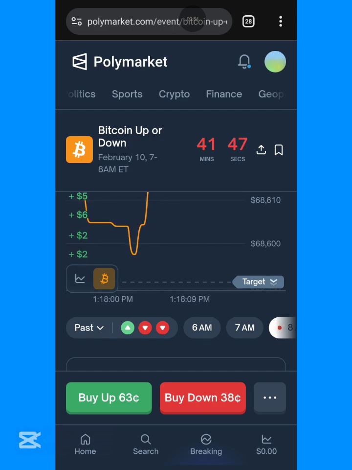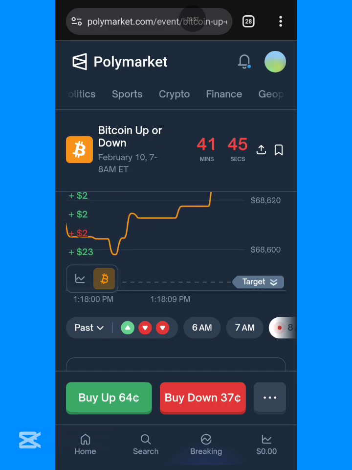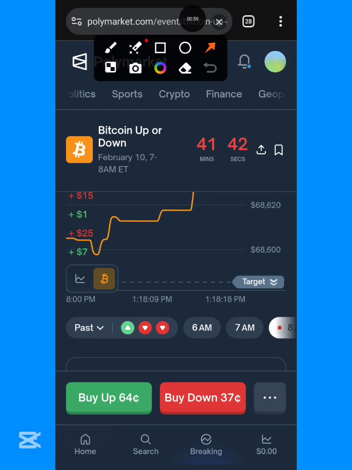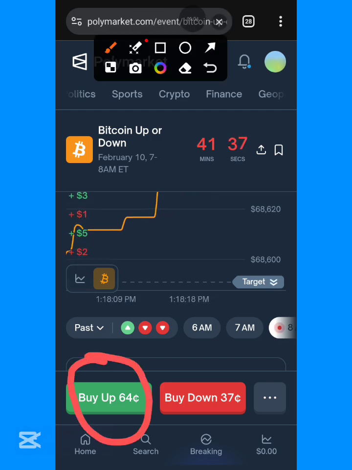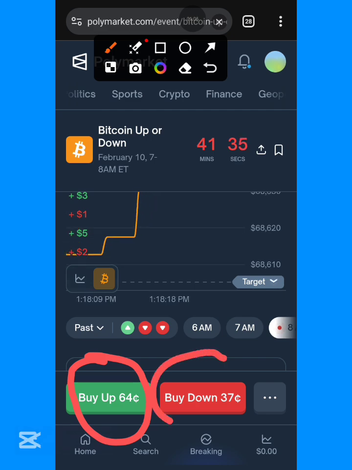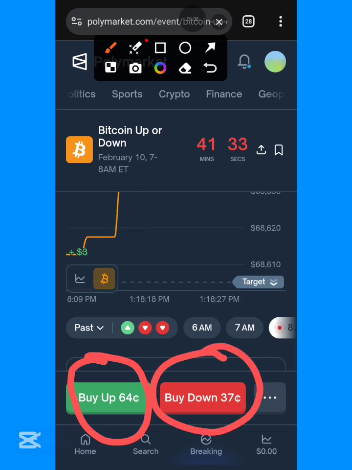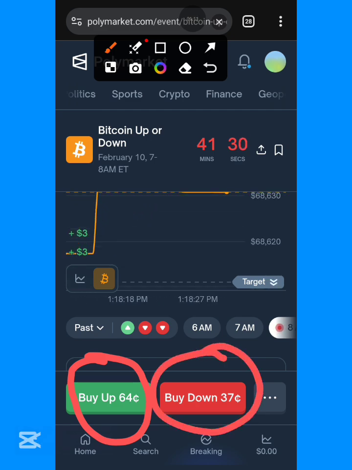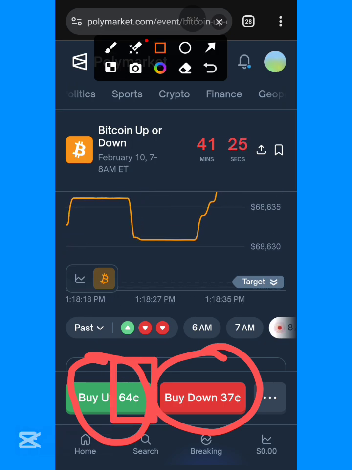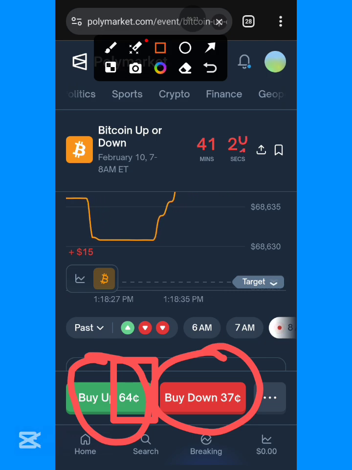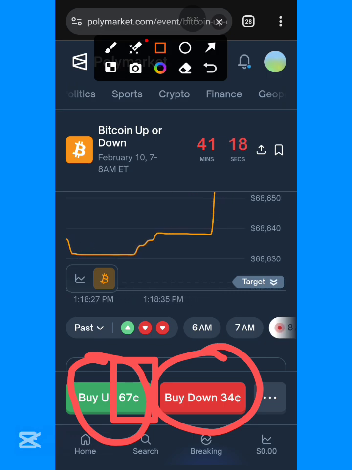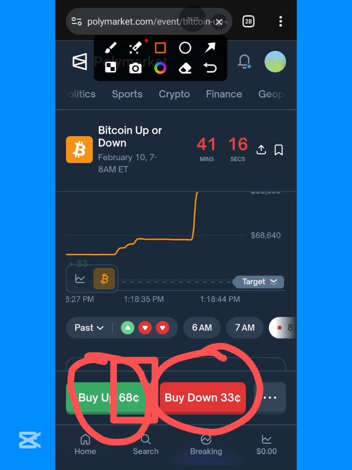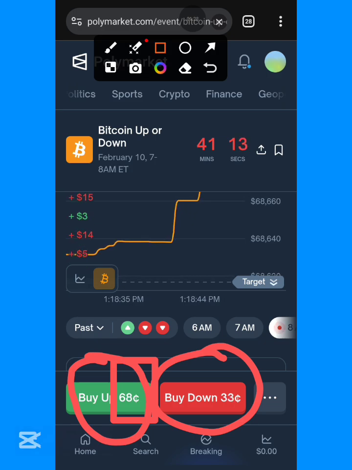Now, this is a Bitcoin up and down, and as you can see, look at the price of up share and the price of down share. Let's assume I want to buy up share, but I don't want to buy at this particular price of 60 cents per share. Maybe I'm waiting for it to come down a little bit to buy it, let's say at 30 cents per share. So what do I do? I need to set limit order.